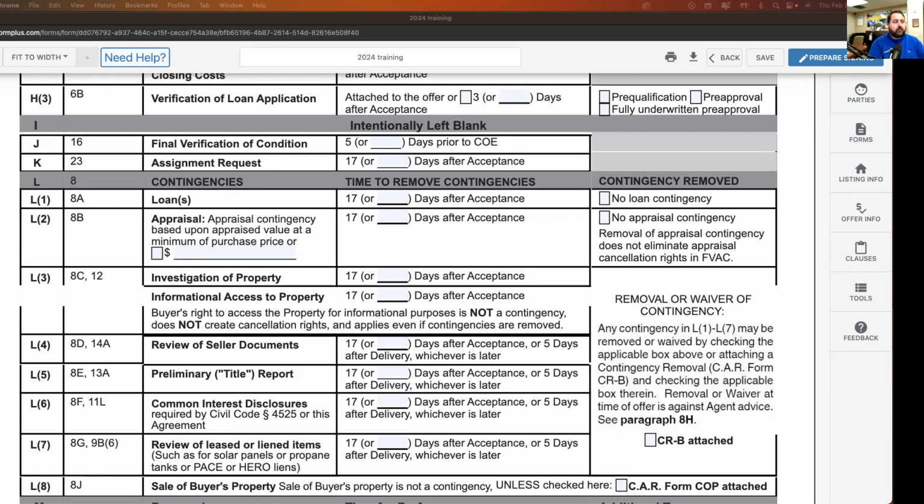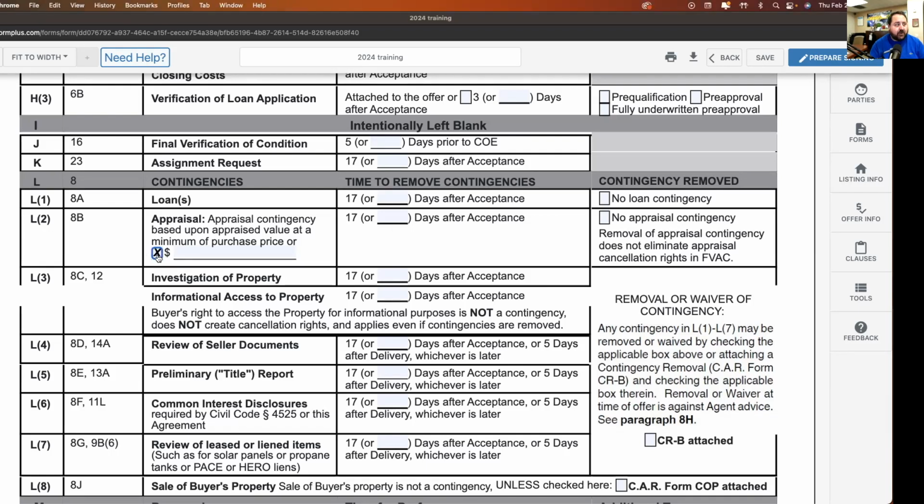Appraisal. The appraisal contingency ultimately is one of the most confusing. People are always confused by the appraisal contingency, and I don't think it should be that confusing. The appraisal contingency is based upon appraised value at a minimum of the purchase price. That's the default. Or if I check the box, a different value. I don't have to check the box to put the offer price in. I don't have to put anything in that box. With this section right here, I don't have to do a thing.